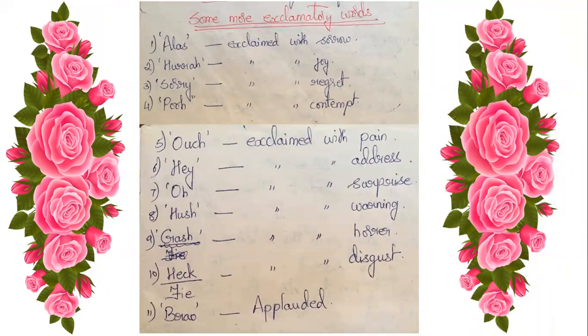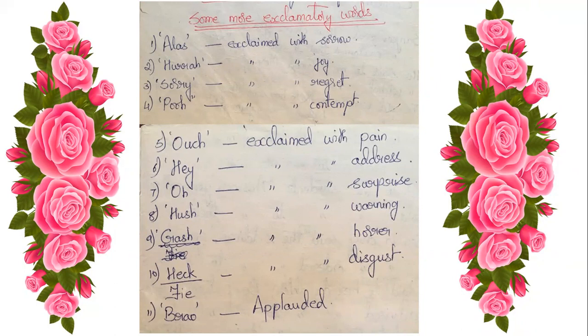And some more exclamatory words to be remembered by you. Alas. Whenever you see this word, you have to use the words exclaimed with sorrow. We have already done an example. Hurrah! Exclaimed with joy. Sorry! Exclaimed with regret. Fool! Exclaimed with contempt. Ouch! Exclaimed with pain. Hey! Exclaimed with address. Ho! Exclaimed with surprise. Whoosh! Exclaimed with warning. Gosh! Exclaimed with horror. Yuck or fie! Exclaimed with disgust. Bravo! Applauded.